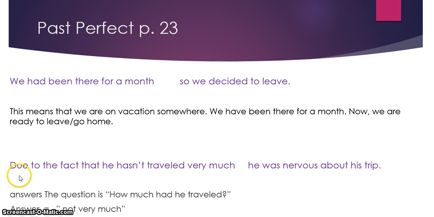Now here's another example. Due to the fact that he hasn't traveled very much, he was nervous about his trip. Now this answers the question, how much had he traveled? The answer is not very much.